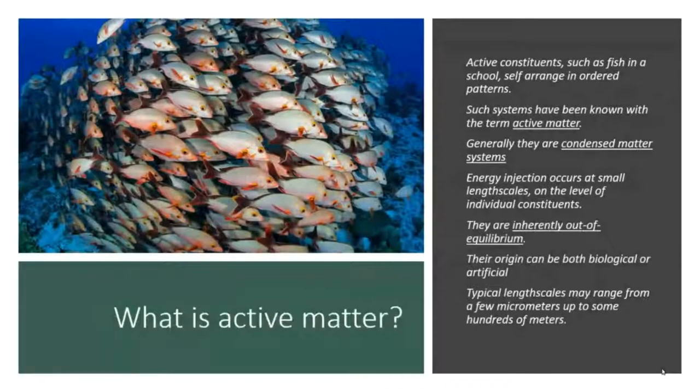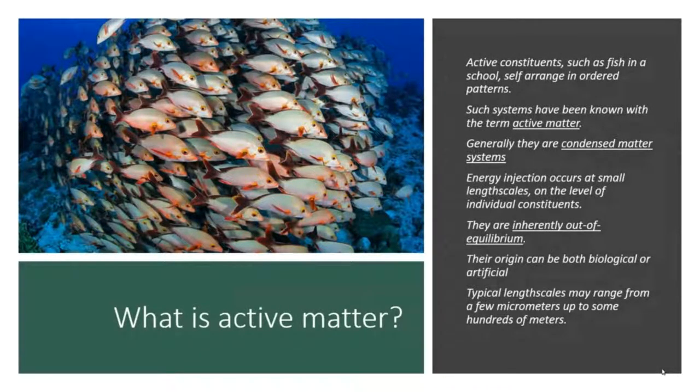Okay, first of all, what is active matter? Imagine that active constituents such as fish in a school self-arrange in ordering patterns. Such systems have been known with the term active matter, and they can be considered generally as a particular kind of condensed matter, soft matter.